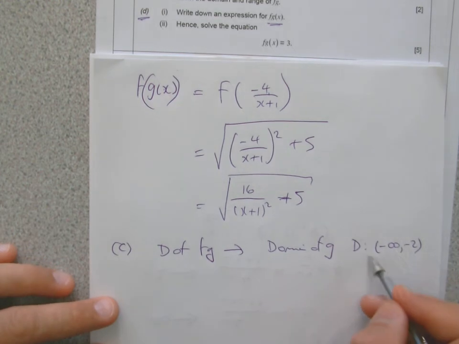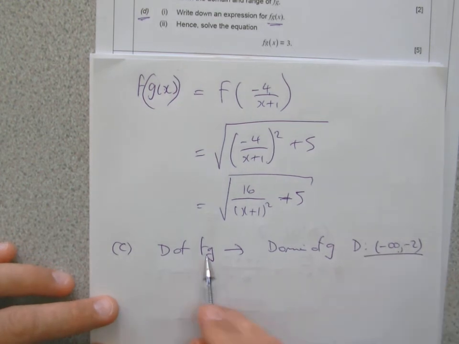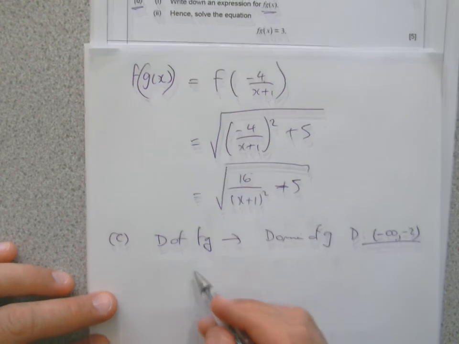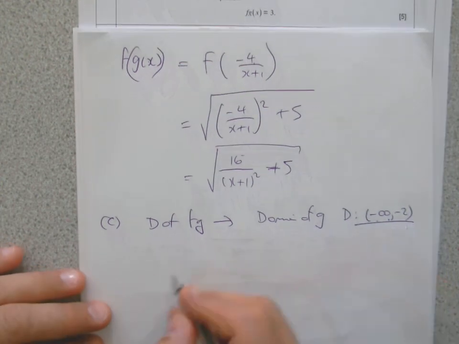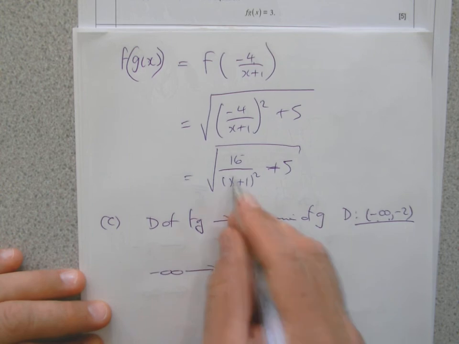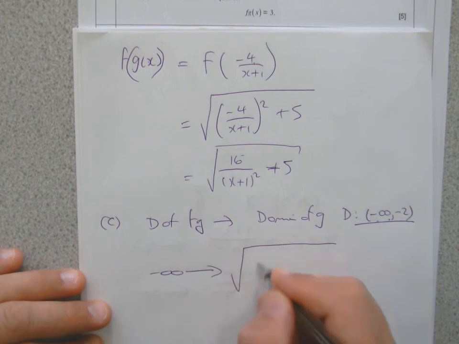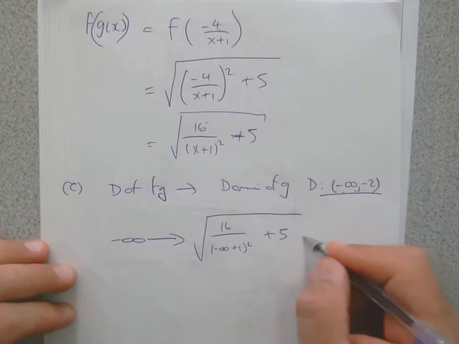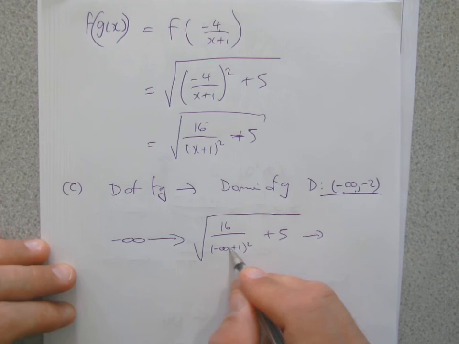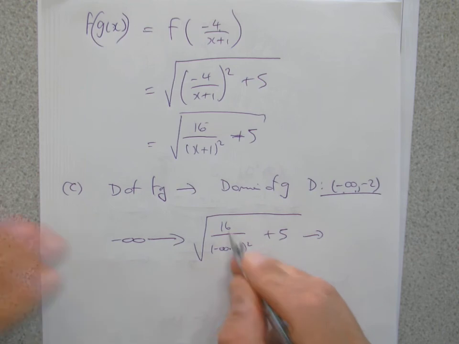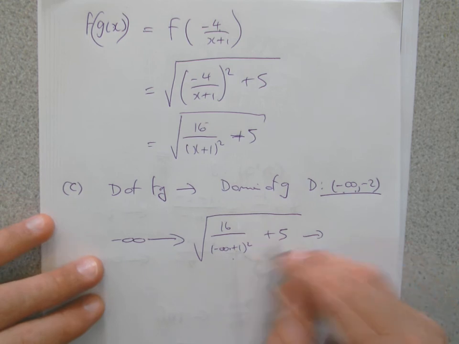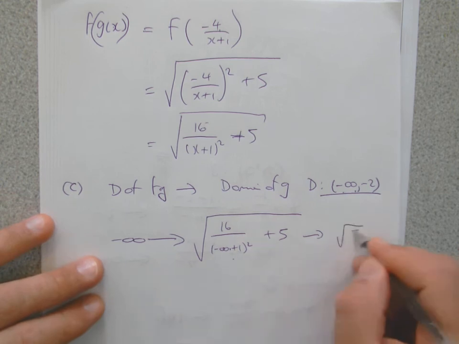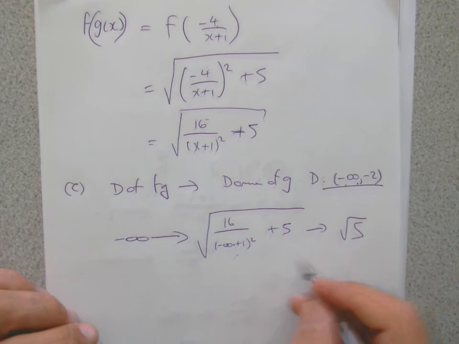To get the range of fg, you put the domain into the function fg. That's what I would do. So minus infinity, put it into this. Square root 16 over minus infinity plus 1 all squared plus 5. Now this looks kind of messy, but don't worry about it. You've got infinity here on the bottom. 16 divided by infinity is 0. 16 divided by massive is 0. So that's 0 there, plus 5, so that's going to be root 5. Leave it as root 5.